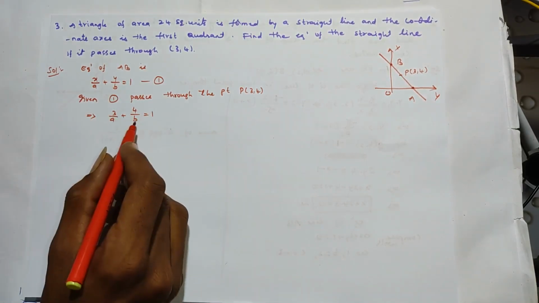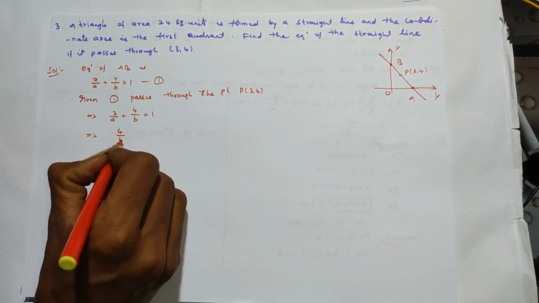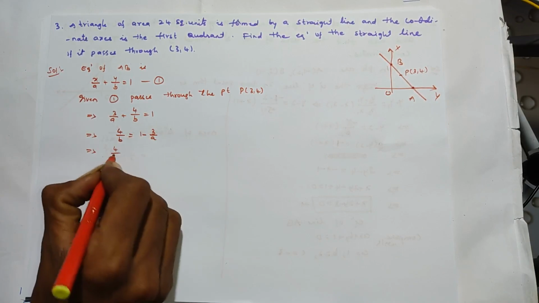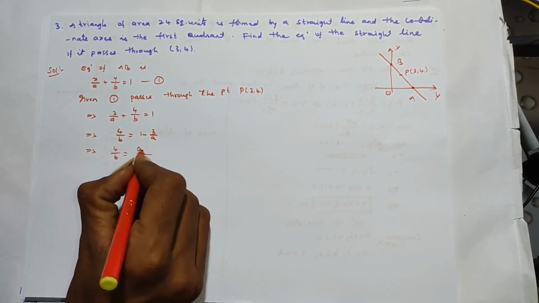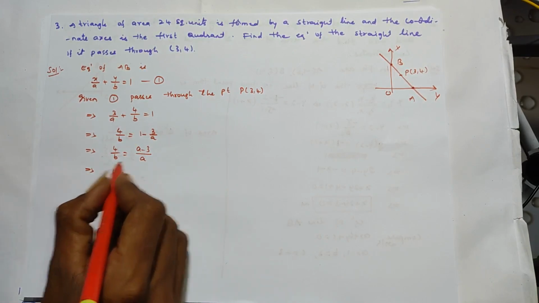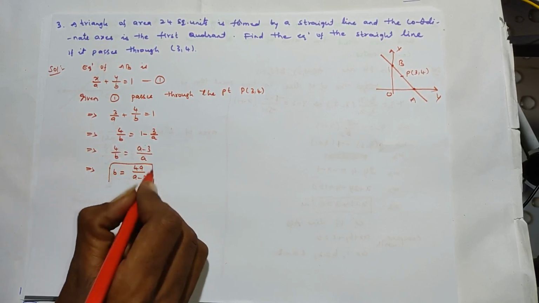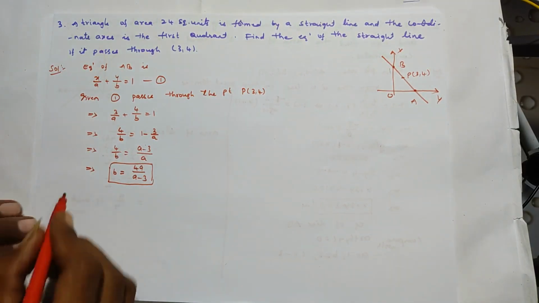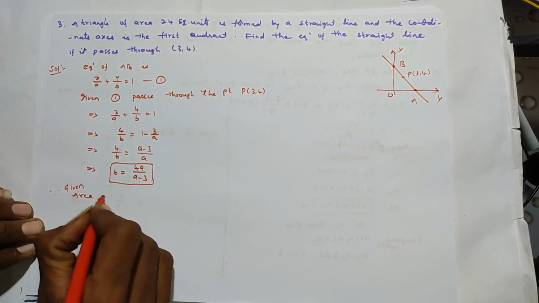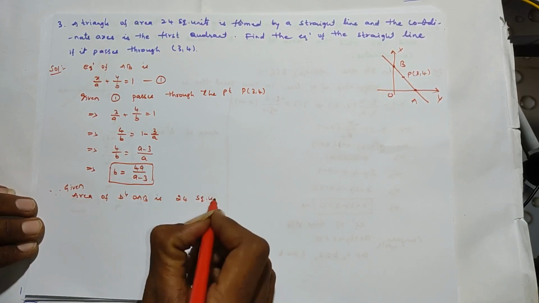So write down either the b or a value from here. We get 4 by b is equal to 1 minus 3 by a. That implies 4 by b is equal to, LCM is a, (a minus 3) by a. Clear? That implies the b value is 4a by a minus 3. The b value is 4a by a minus 3. See, the area of the triangle, since the area of triangle OAB is given as 24 square units.